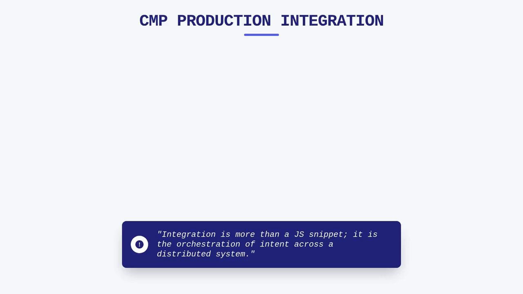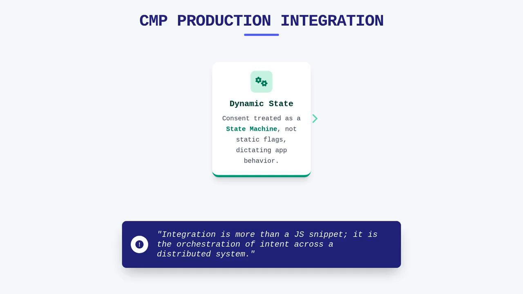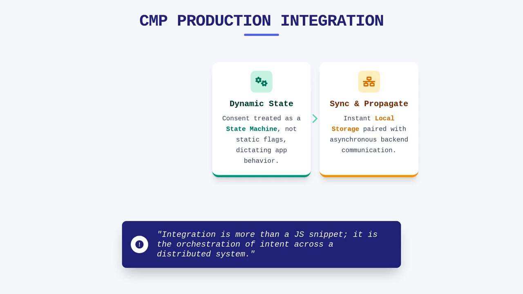From an engineering perspective, the core challenge lies in the orchestration of conditional script loading and the reliable propagation of intent throughout your entire distributed system. You must treat consent signals not as static flags, but as dynamic data points that dictate the state machine of your front-end application. When a user interacts with a banner, the browser must immediately store that intent locally while simultaneously initiating an asynchronous communication to your backend infrastructure.